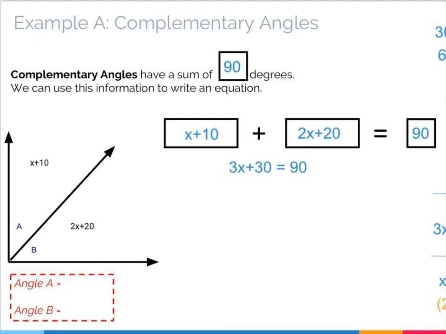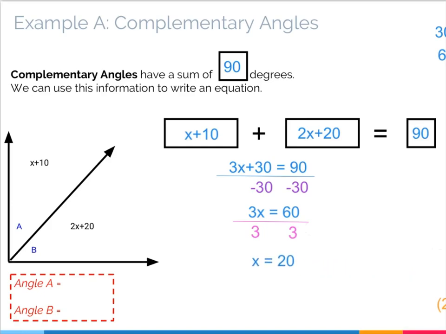Now we're going to solve our equation by subtracting 30 on both sides, removing that constant. We've done that, it leaves us with 3x equals 60. Then we're going to divide both sides by 3 to get rid of our coefficient. 60 divided by 3 is 20, and x equals 20.